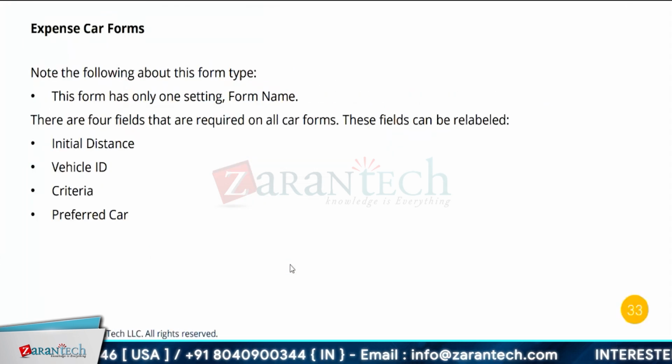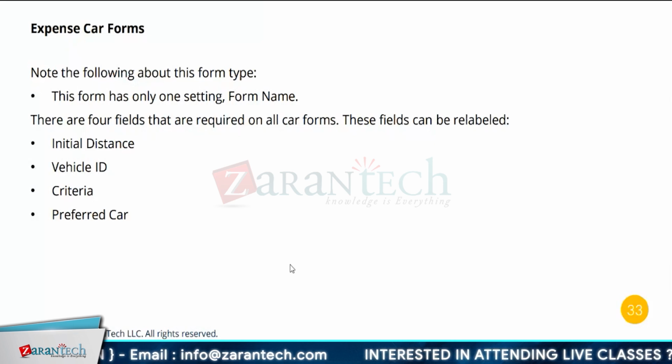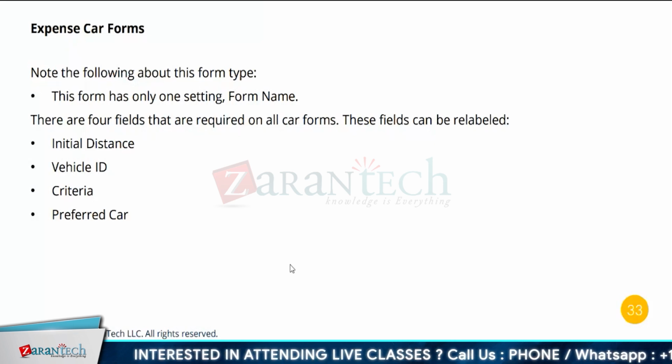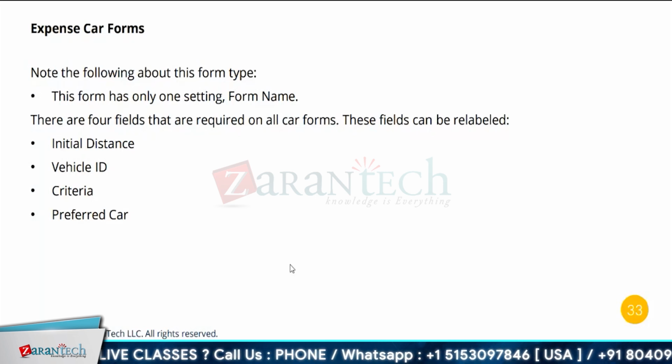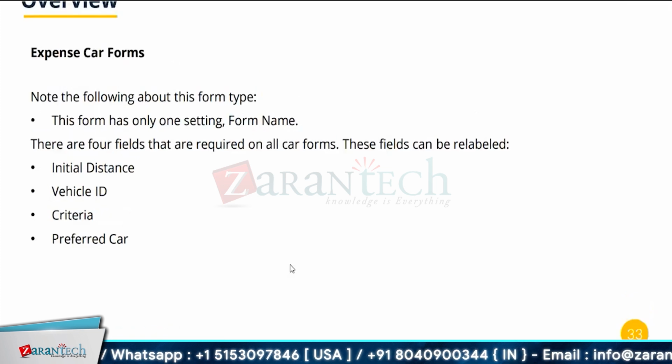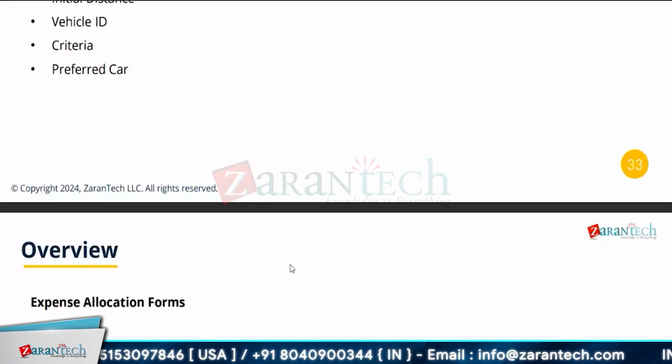Expense car form. This form has only one setting, form name. There are four fields that are required in all car forms. These fields can be relabeled: initial distance, vehicle ID, criteria, and preferred car. Those are the fields in the expense car form.